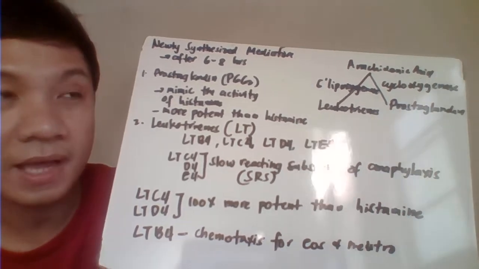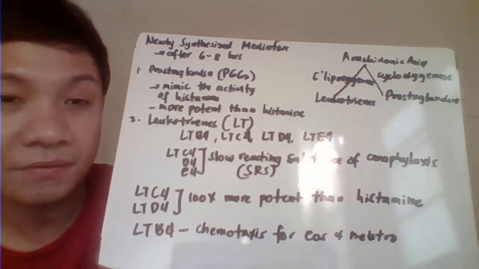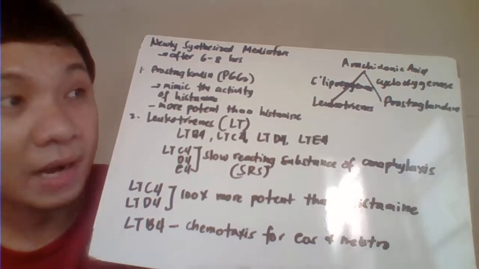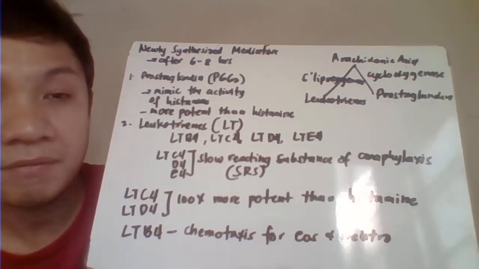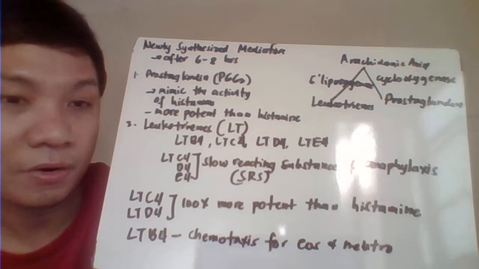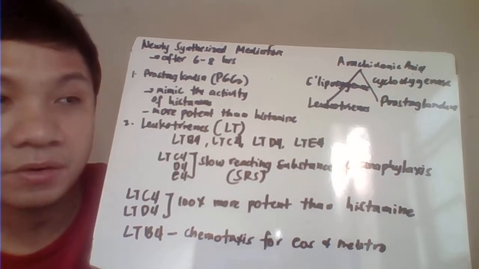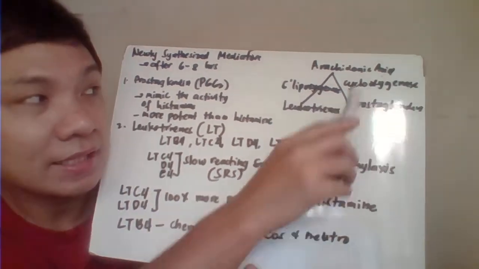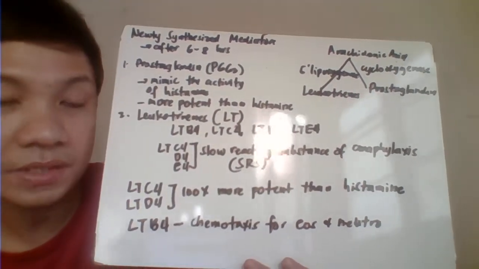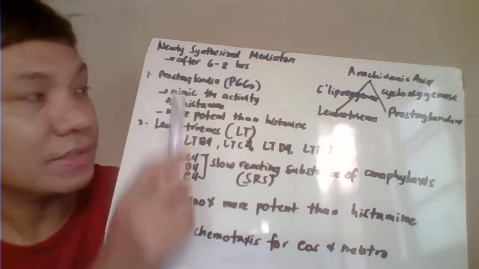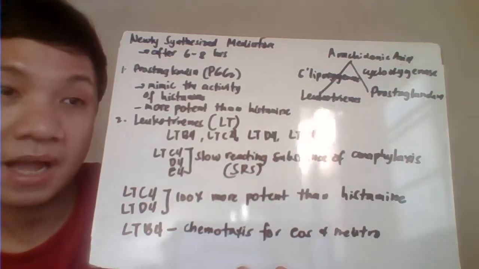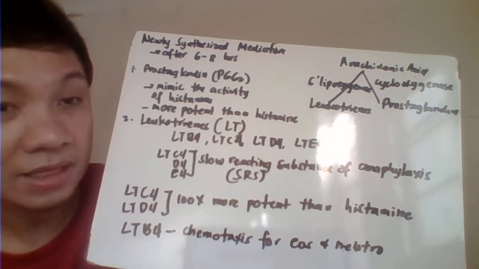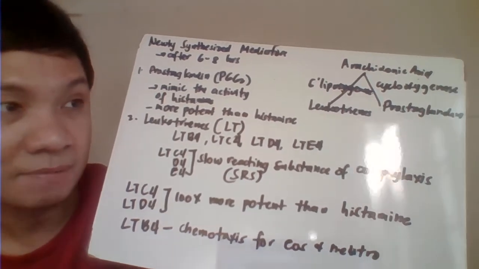Number one, we have the products of your icosanoid pathway, or you call it the arachidonic acid pathway. We have your prostaglandin. We have also your leukotrienes. Prostaglandin actually comes from your arachidonic acid acted upon by the enzyme cyclooxygenase. Prostaglandin tries to mimic the effect of your histamine, and it has a more potent effect compared with histamine.